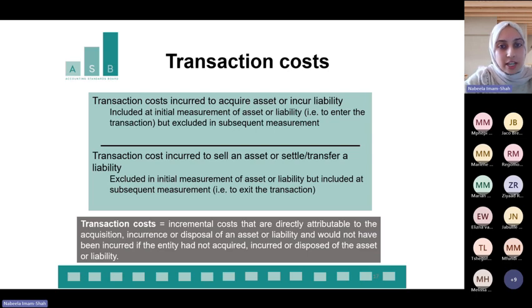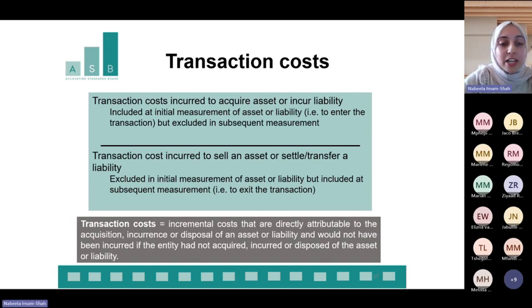Let's discuss now transaction costs in a bit more detail. Transaction costs incurred to acquire an asset or to incur a liability are included at initial measurement of the asset or liability to enter into the transaction, but they are excluded in subsequent measurement. Transaction costs incurred to sell an asset or to settle or transfer a liability are excluded in initial measurement of the asset or liability, but are included at subsequent measurement because they are incurred to exit the transaction.